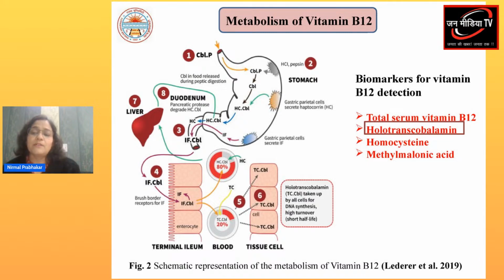So here we are targeting holo TC, or we can say holotranscobalamin detection, which is a novel biomarker. It is proven in the literature that this is the form which is easily available for the cell or body for the metabolic functions. So we are targeting vitamin B12 detection using this particular biomarker. And total serum vitamin B12 level actually is the test which is currently run in the pathological labs.